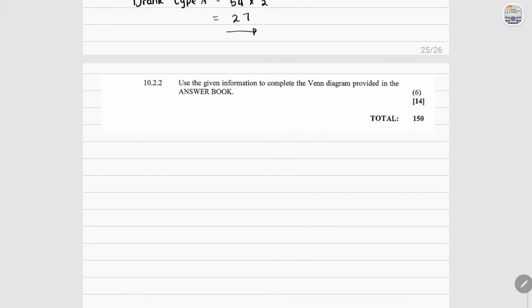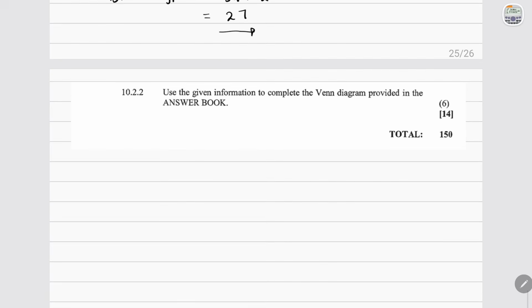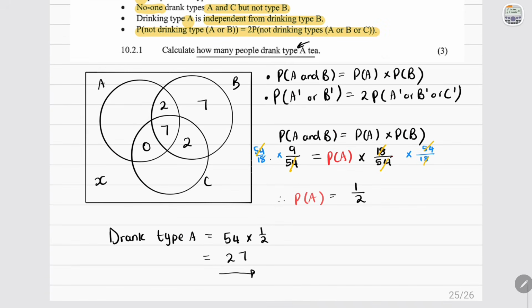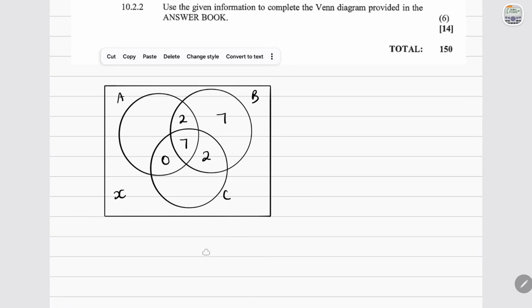Then the last question says 10.2.2, use the given information to complete the Venn diagram provided in the answer book. So we already have the Venn diagram. It's almost complete. And we can just go ahead and fill it in. So if this is what we have, let's just fill in.